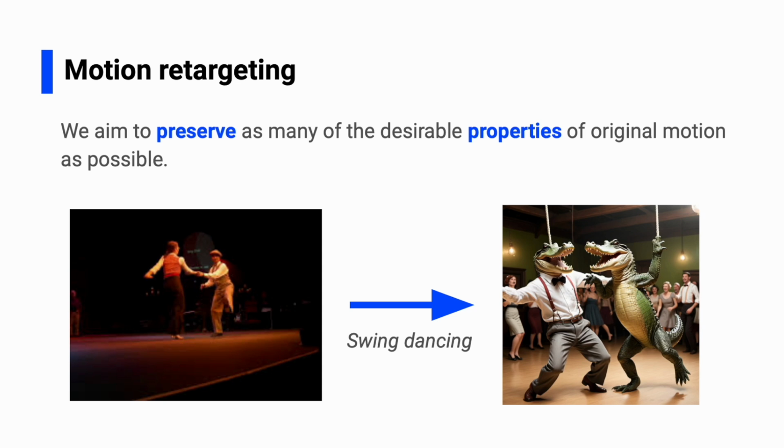In motion retargeting, we aim to preserve as many of the desirable properties of the original motion as possible. For instance, if we want to retarget swing dancing humans to swing dancing crocodiles, then we have to mainly preserve some specific features of swing dancing.